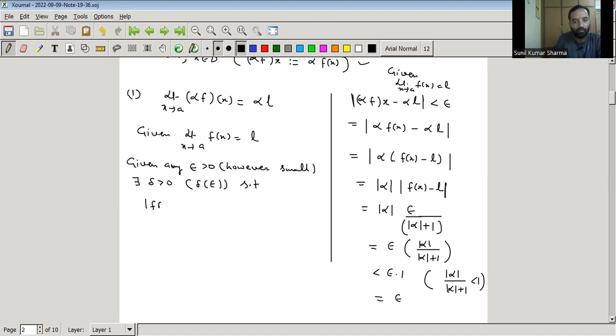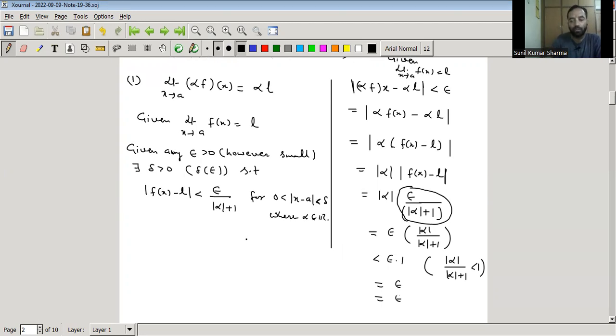mod of f(x) minus L is less than, we choose this, epsilon upon mod alpha plus 1, for 0 less than mod x minus a less than delta. Okay. So where alpha belongs to R. Alpha is any real. Right? Okay.